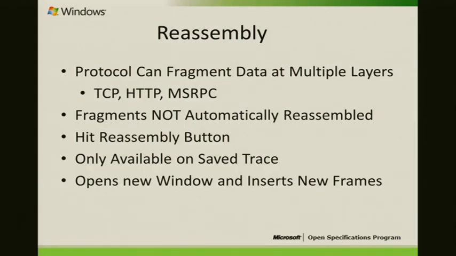To get around this, or to make those reassemble, you have to hit the reassembly button, like I mentioned. It's only available on a saved trace. So if you've done a new capture and hit the reassembly button, I believe it prompts you to save it. I can't actually remember. We have two instances where we save it. But it has to be a saved trace, so make sure that you save it first before running the reassemble. And then it opens a new window and inserts new frames.